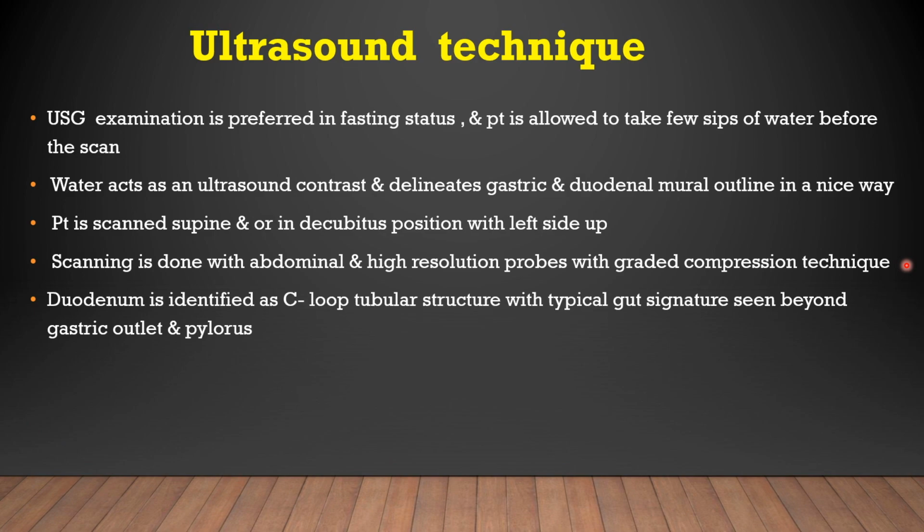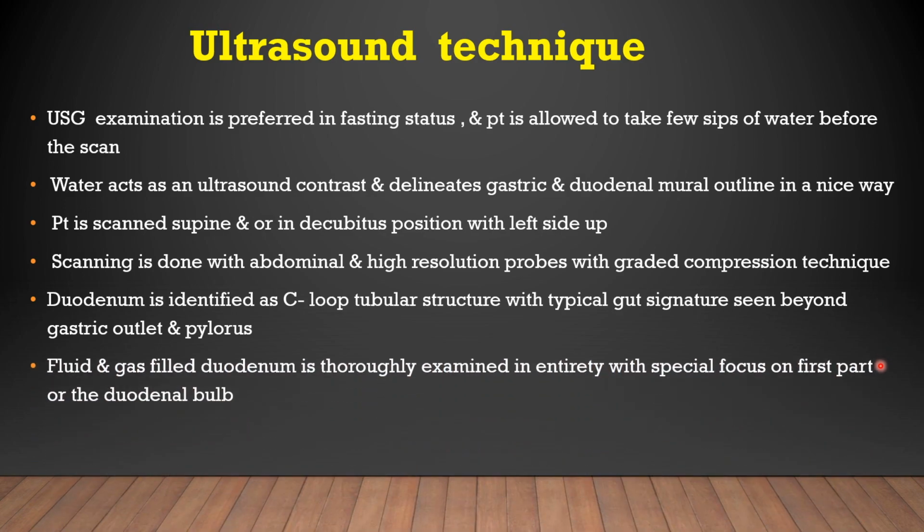The duodenum is identified as a C-loop tubular structure with typical gut signature seen beyond the gastric outlet and pylorus, adjacent to the head of the pancreas and inferomedial to the gallbladder fossa. The fluid and gas-filled duodenum is thoroughly examined in entirety, with special focus on the first part, that is the duodenal bulb, for any abnormality in its wall. Duodenal ulcer is commonly seen at the bulb anteriorly.